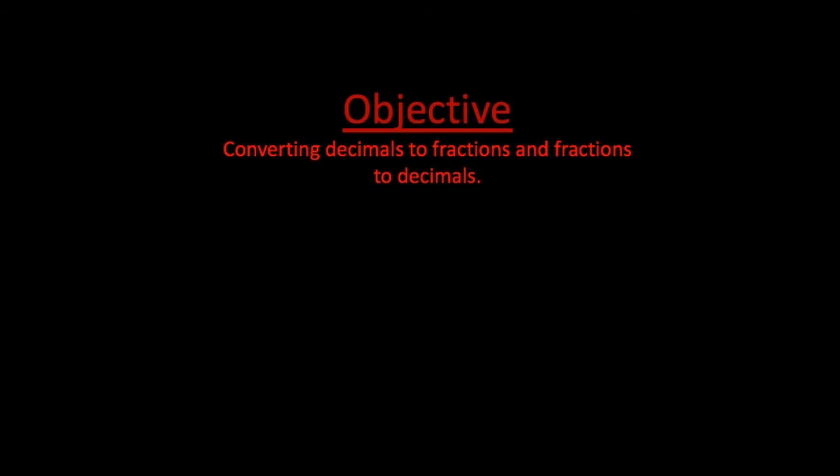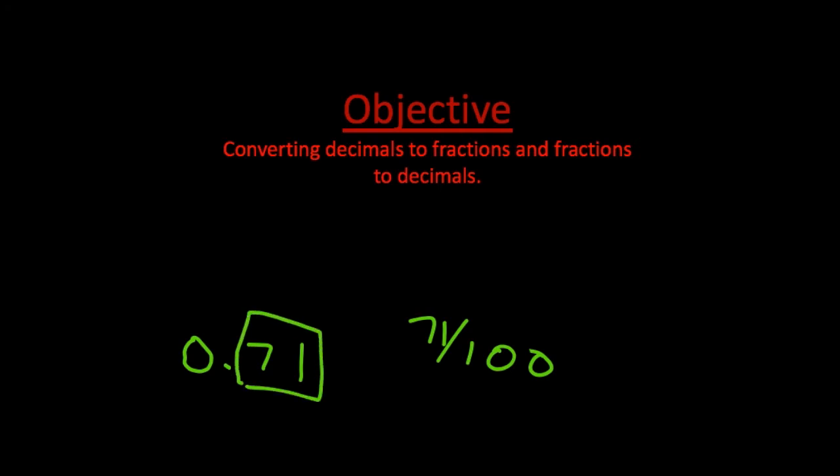So if you will pause the video, today we're going to be talking about how to convert these kinds of decimals to fractions. 71 hundredths. So this decimal converted to a fraction would look like this. And today we're going to be talking about how we can do that. Let's get started with the video.